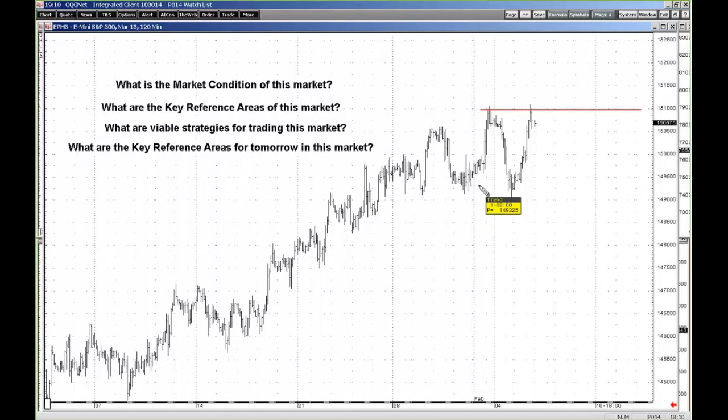It's somewhere up here, right? Is it one tick above here? No, I'm going to put it somewhere up in here. What's my target? Well, my target is down here, right?